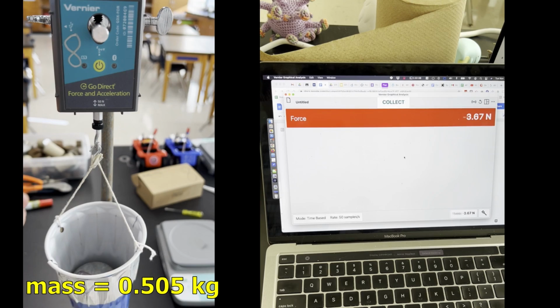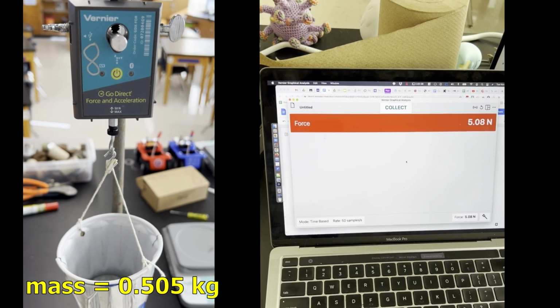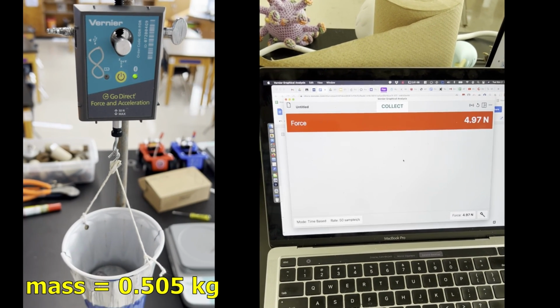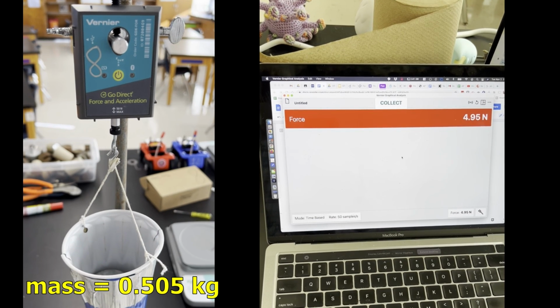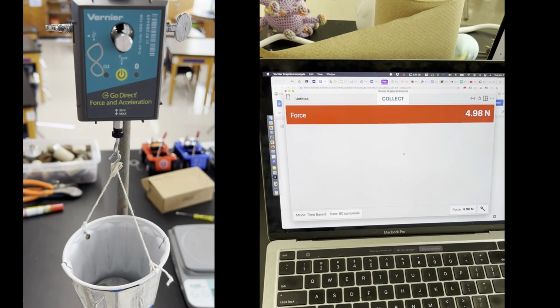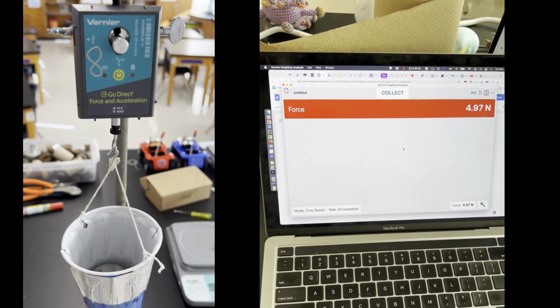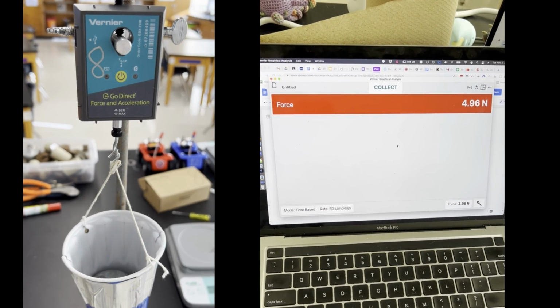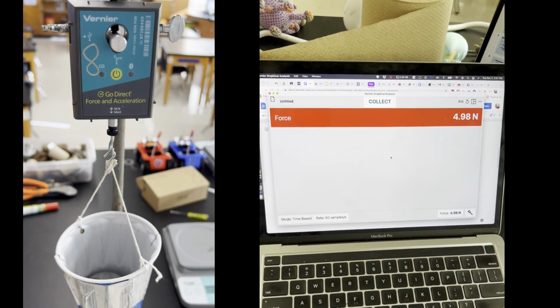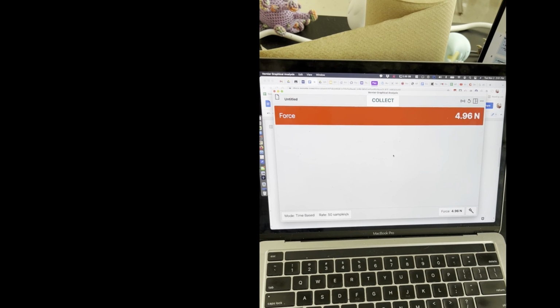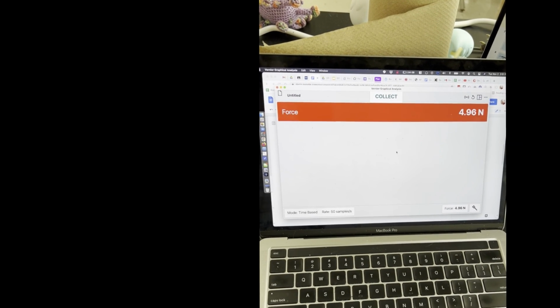We're going to put this on, hang it, and let's see what it comes up with. You can see we have about 4.97-ish, which is off by a little bit, but not too much. Our predicted was 5.05, so that difference is really tiny overall. It's less than a 5% error.